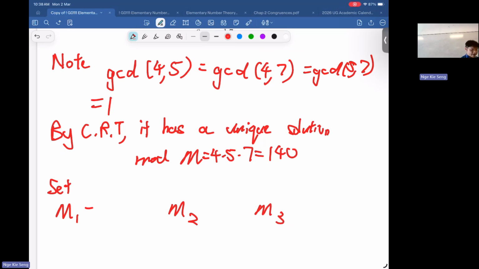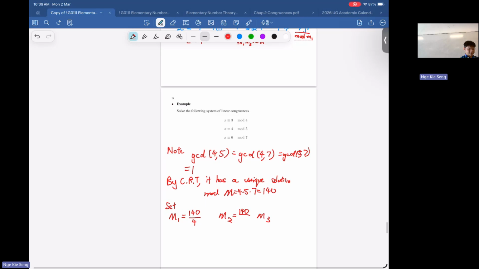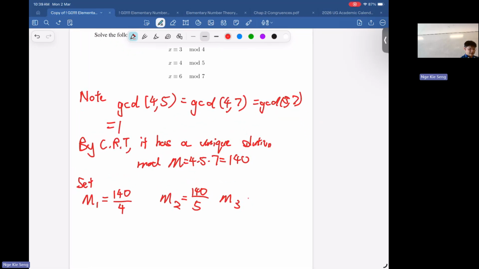For capital M1, you need to take the product of them divided by little m1, which is 4. For the other one, you take away little m2, which is 5. For the third one, you take away little m3. So you get 35, 28, and 20. Okay, so what's the next step?